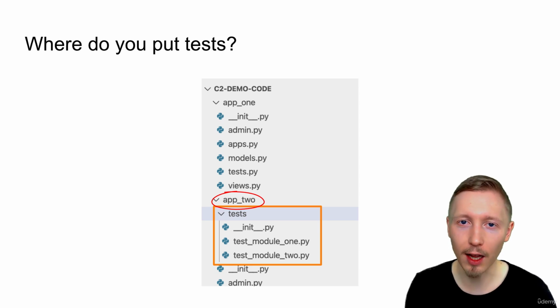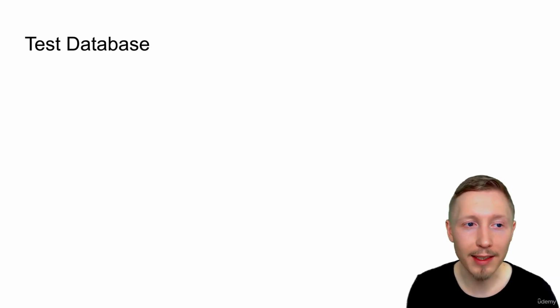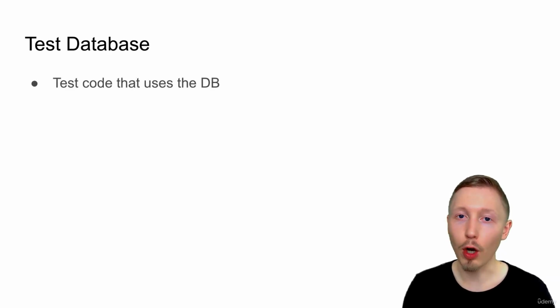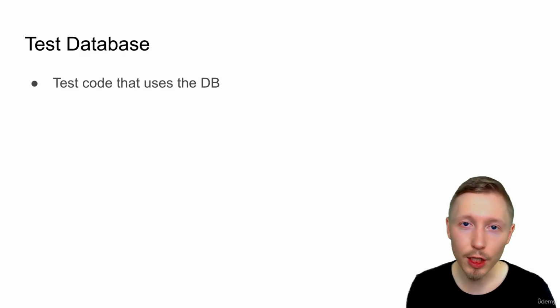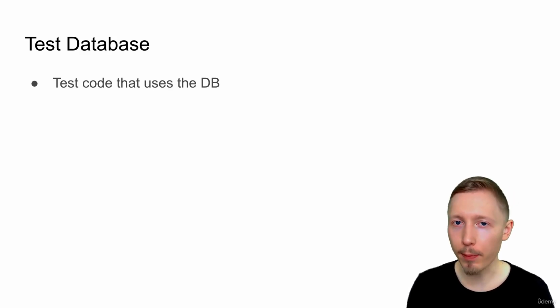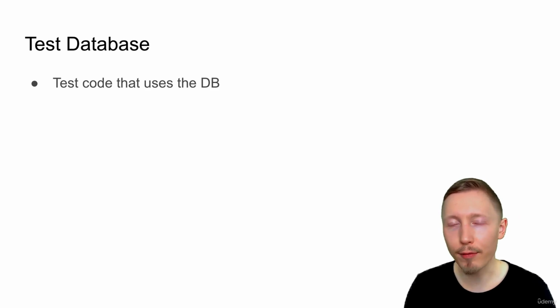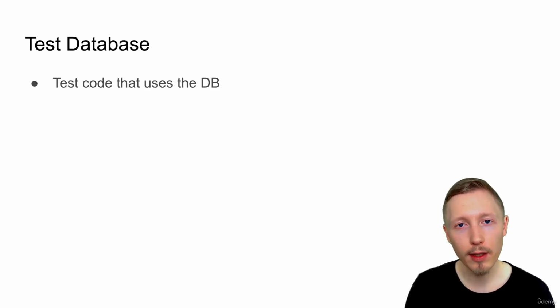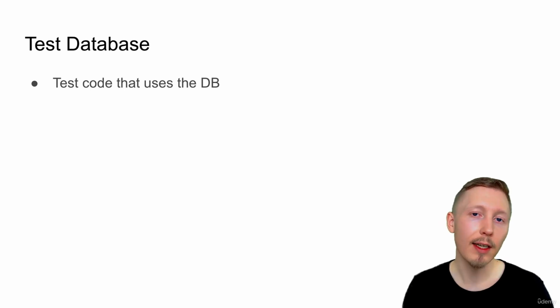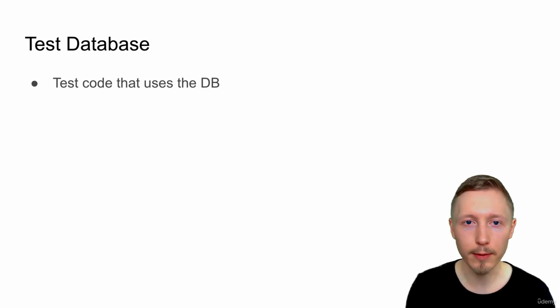Notice that we have the __init__.py file inside this tests subdirectory, and also we have prefixed each of our test modules with test underscore. Next, we're going to talk about the test database. It's often useful to be able to test code that reads and writes data to a database. And the problem you often have is that you want to have a separate database for your tests compared to your actual application, because you don't want to be creating test data inside the real database.